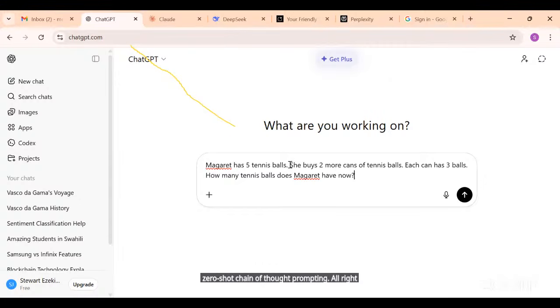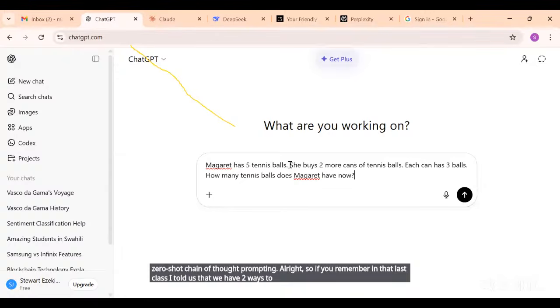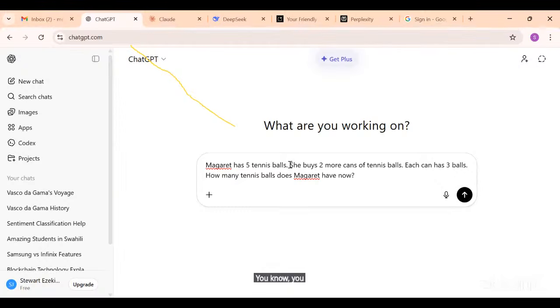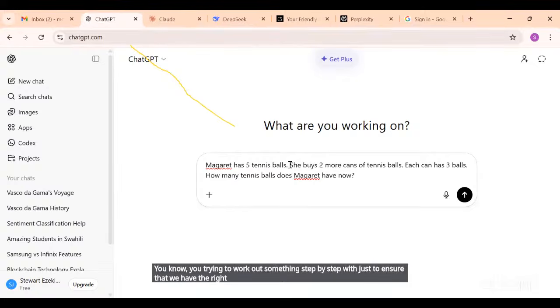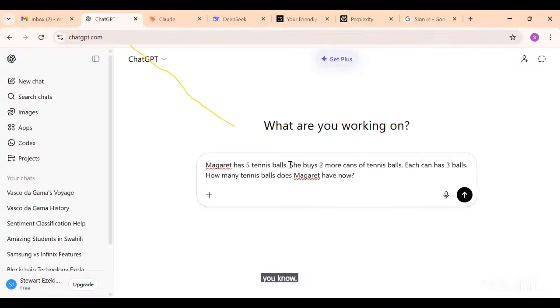All right, so if you remember, in that last class, I told us that we have 2 ways to implement chain of thought. It's either you're using the zero-shot chain of thought, where we just add phrases and we allow it to think step by step, to work out something step by step just to ensure that we have the right answer. You try to explain the reasoning first, at the end of your prompt. So that's actually zero-shot chain of thought.